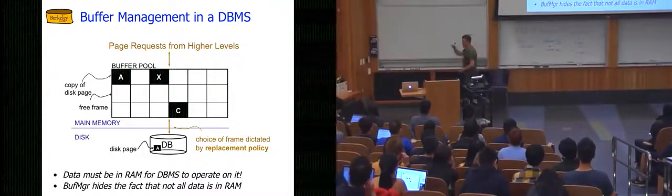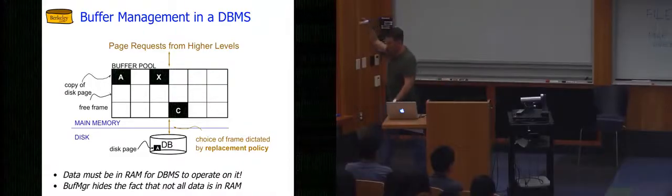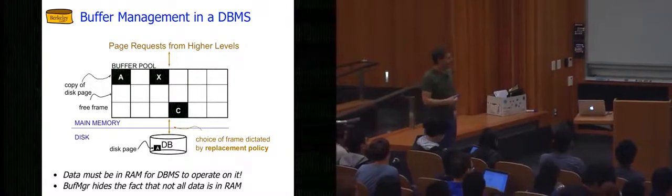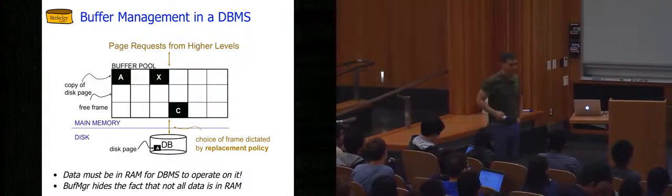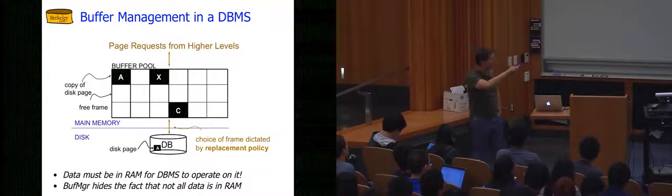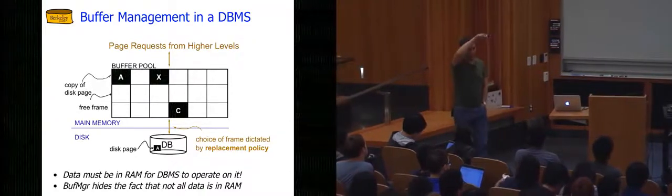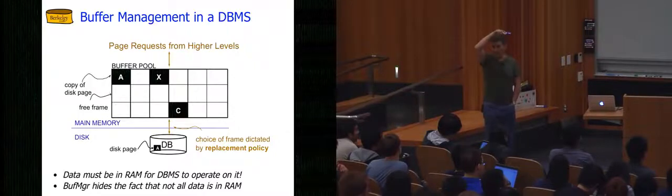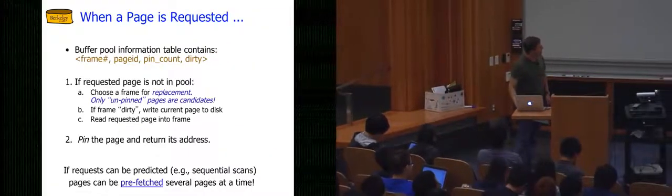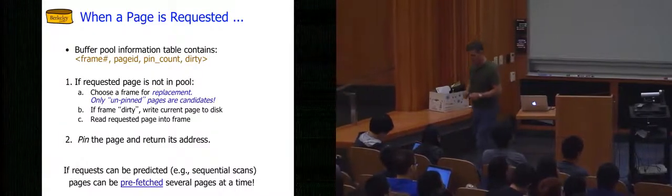Page requests come in from higher levels of the system. They say, I would like block 47 from this file. And that's caught by the buffer pool, which checks to see if it already has it. If it doesn't have it, it issues a request to the database, and then it's probably going to have to replace some other cached page that's in the buffer pool with the page that was requested. Right? Don't forget about this notion of pinning pages.